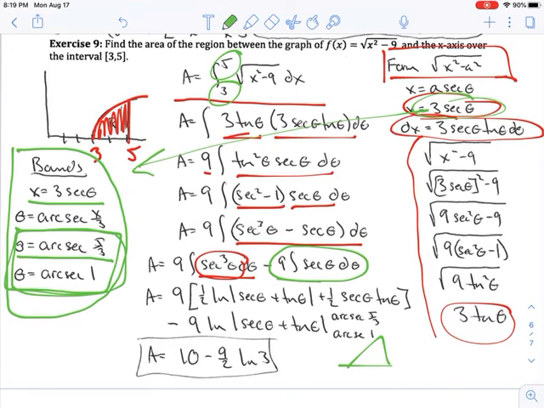Let's go blue, purple. If you can see, though, those are the bounds. Arcsecant of 5/3, arcsecant of 1. And needless to say, that's not going to be a lot of fun to do. Go ahead and use Desmos to do that if you want. And we're going to end up with area is equal to 10 minus 9/2 log of 3.